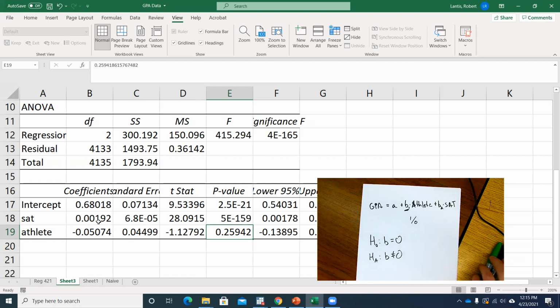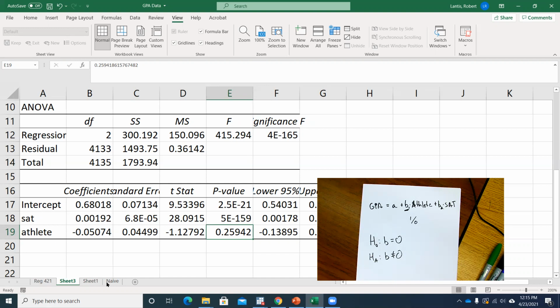So maybe it has a negative impact. But maybe it teaches you time management skills and makes sure that you're a little more attentive to your grades. So who knows, maybe it has a positive effect. Well, when I include SAT, that's good. I'm starting to control for more things.